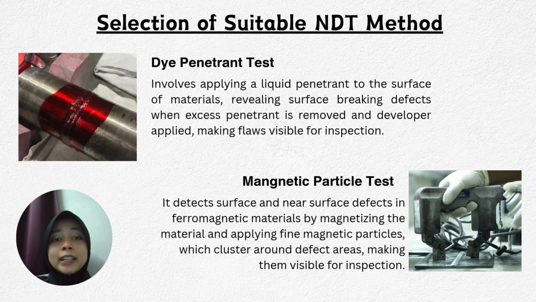Selection of suitable NDT method. Number 1, dye penetrant test. It involves applying a liquid penetrant to the surface of the material, revealing surface breaking defects when excess penetrant is removed and developer is applied, making flaws visible for inspection. Method number 2 is the magnetic particle test. It detects surface and near surface defects in ferromagnetic materials by magnetizing the material and applying fine magnetic particles which cluster around the defect areas, making them visible for inspection.